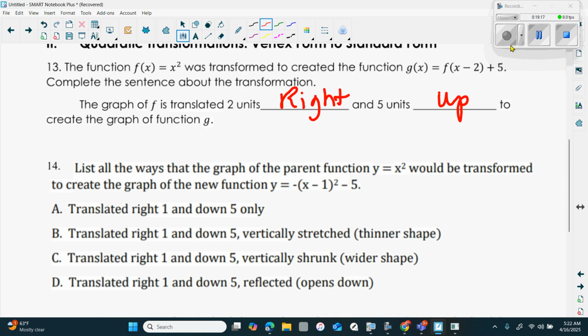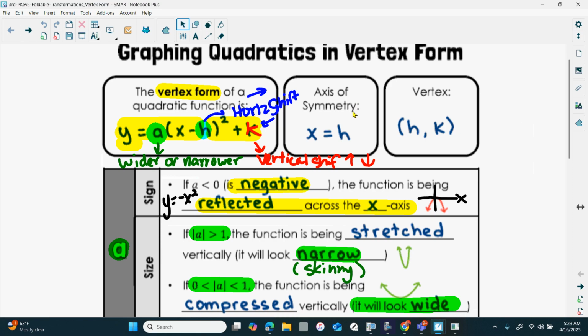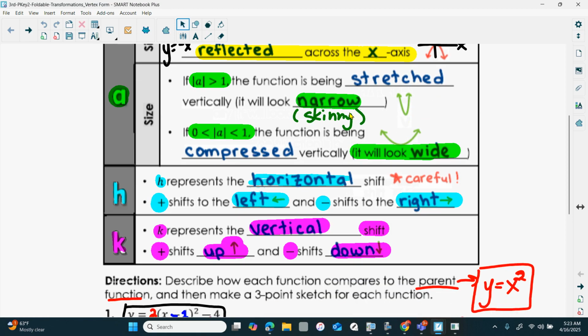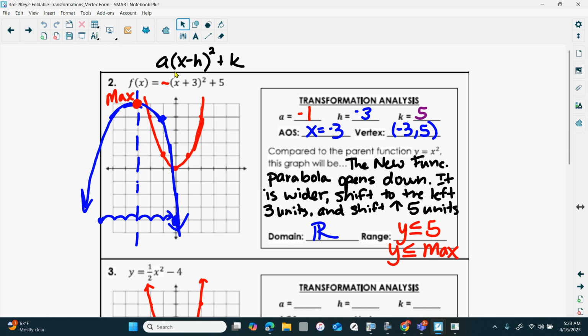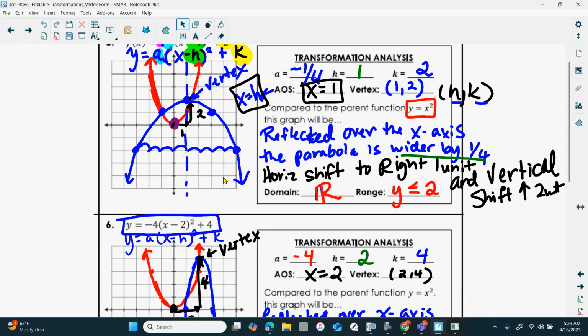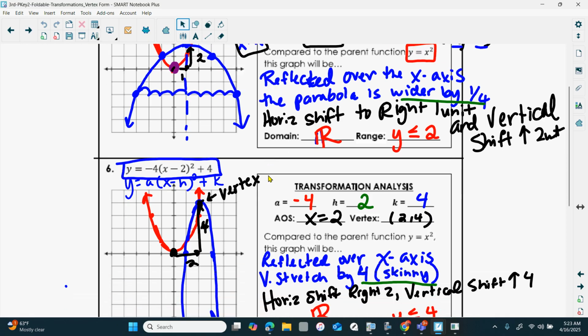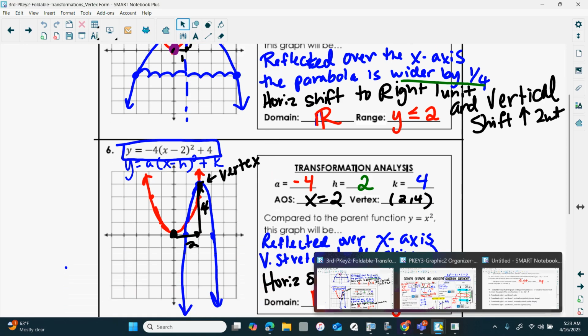Now, what I was referring to, let me show you what notes you need to look at. All right, this is the graphing quadratics in vertex form. These are the notes that you did with the Edpuzzle, but then we did the second half together. So you talk about the reflection and the transformation analysis. I would use that to refresh your memory.